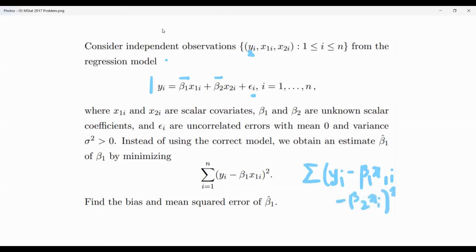whole square. Okay, but here what we are doing is they're sort of incorrectly minimizing this least square. They're assuming the model y_i is equal to only this part plus epsilon i, and they're minimizing it and getting beta 1 hat. So now they want to estimate how good the model is for this. If we estimate beta 1 hat by this, then it's asking what is the mean square error of beta 1 hat with respect to the actual model, and the bias also. Okay? How good this beta 1 hat is. So that's the main aim now. So let's clear all this stuff and move on to the solution part.